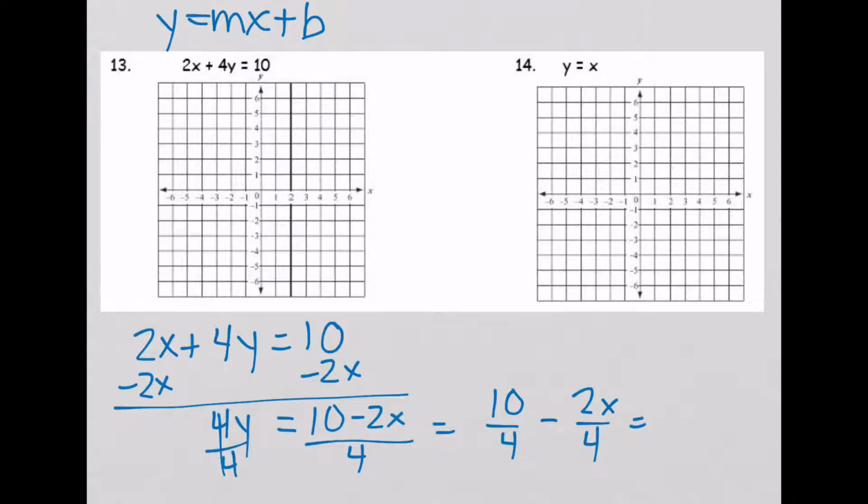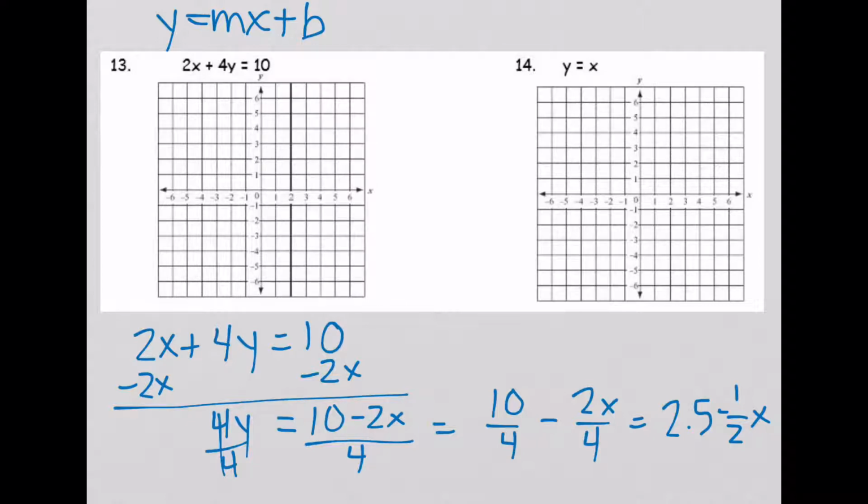And that could be written also as 2.5 minus 0.5. Well, you know what? I'm going to leave it as a fraction. 2.5 minus 1/2 x. Why did I want to leave it as a fraction? Because that's my slope, and I actually like my slopes as fractions.